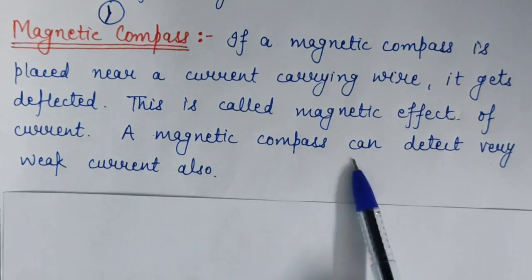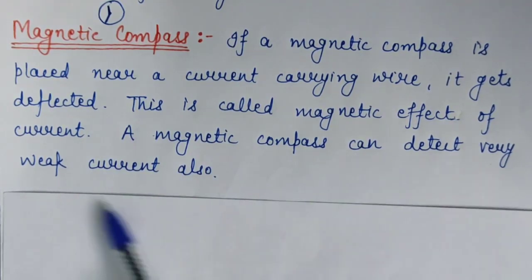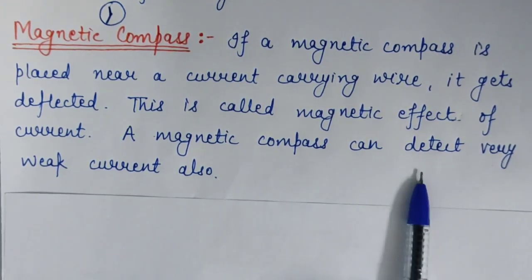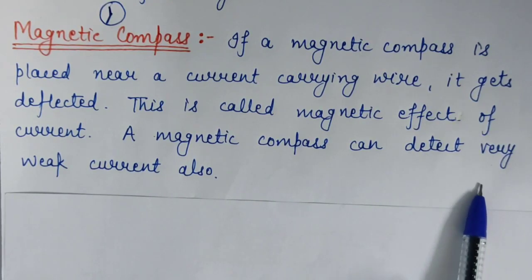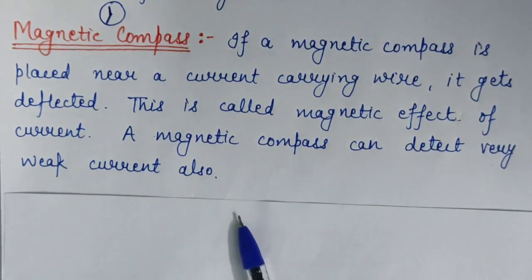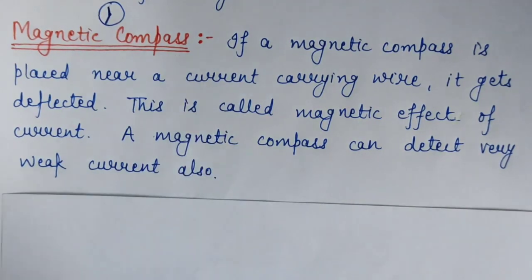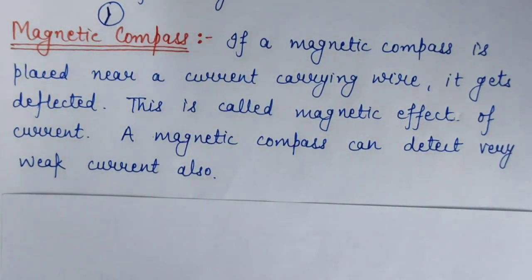A magnetic compass can detect very weak current also. It is an advantage that it can detect even a small amount of current flowing through the liquid. So for detecting the small amount of current flowing through the liquid, we can also use a magnetic compass. So for detecting the small amount of current, we can use LED and magnetic compass.